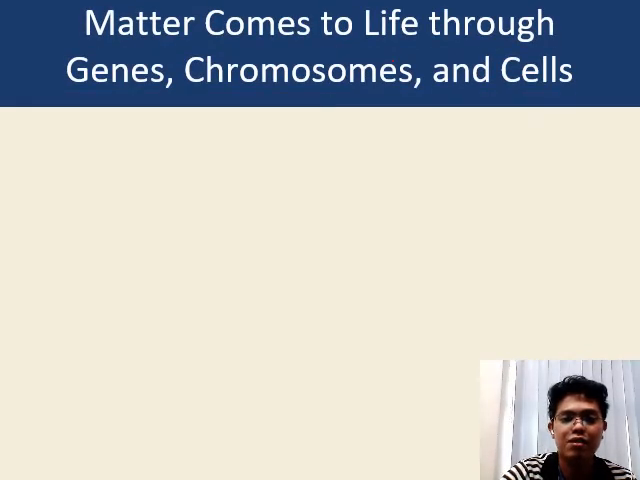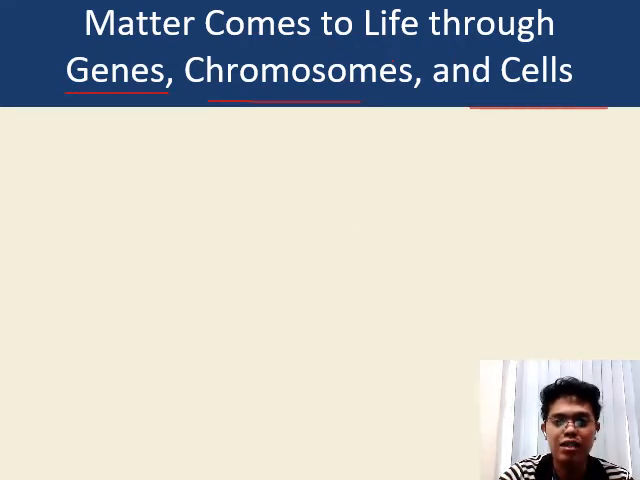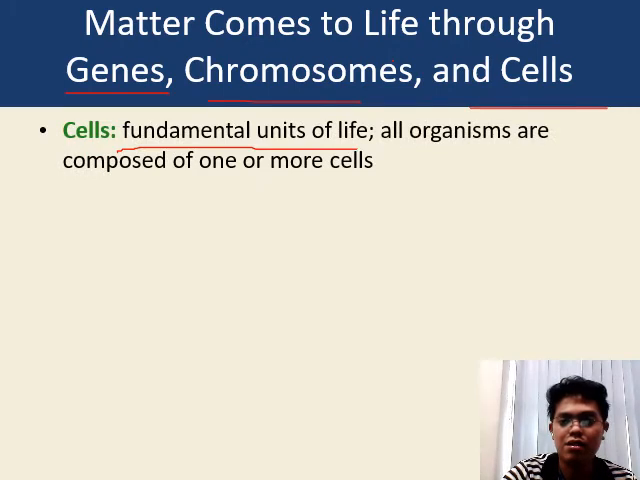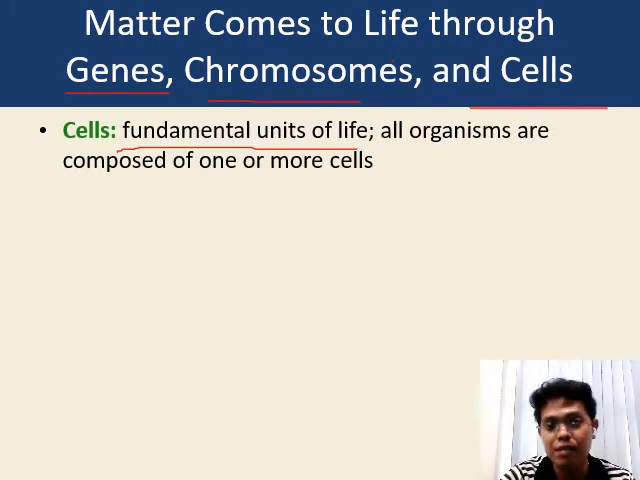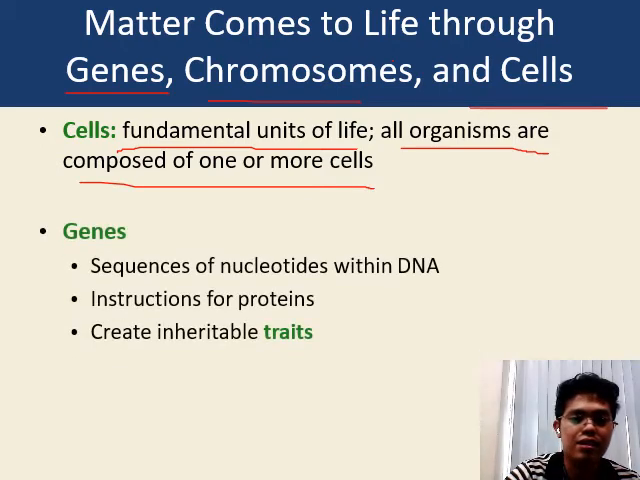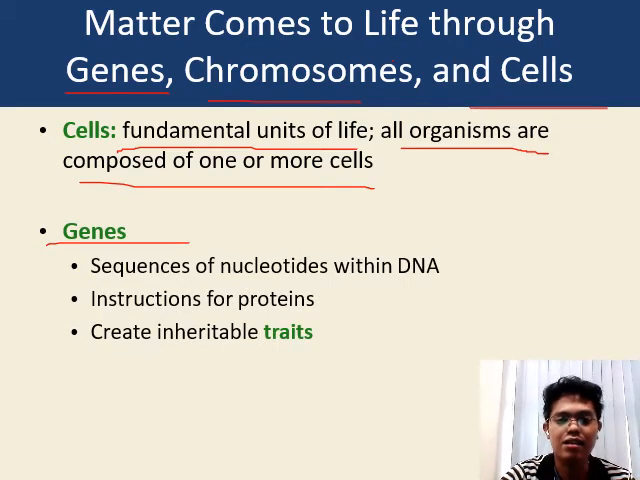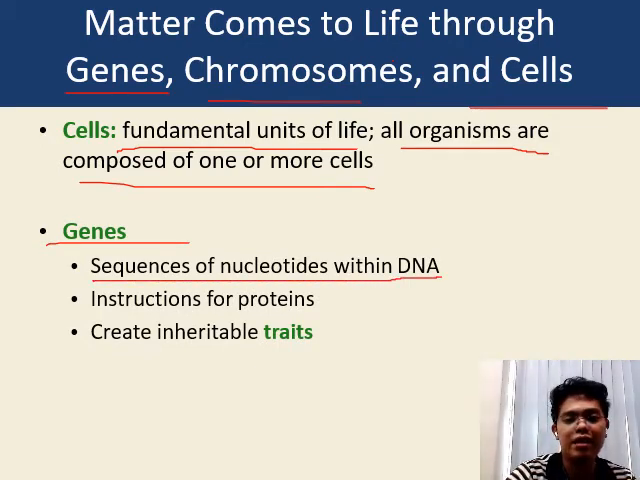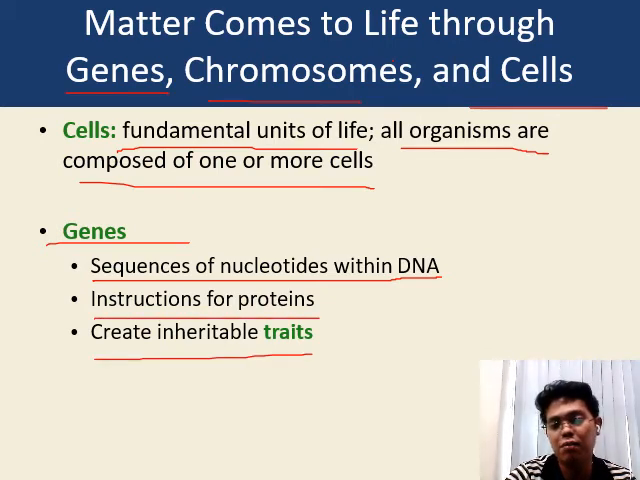Now without matter, life wouldn't be possible because there won't be any genes, chromosomes, and cells. So these cells are the fundamental units of life. It is the most fundamental structural and functional unit of life. Then all organisms are made up of 1 or more cells. Now within a cell is a gene. A gene is a sequence of nucleotides within the DNA that contains instructions for proteins and creates inheritable traits.